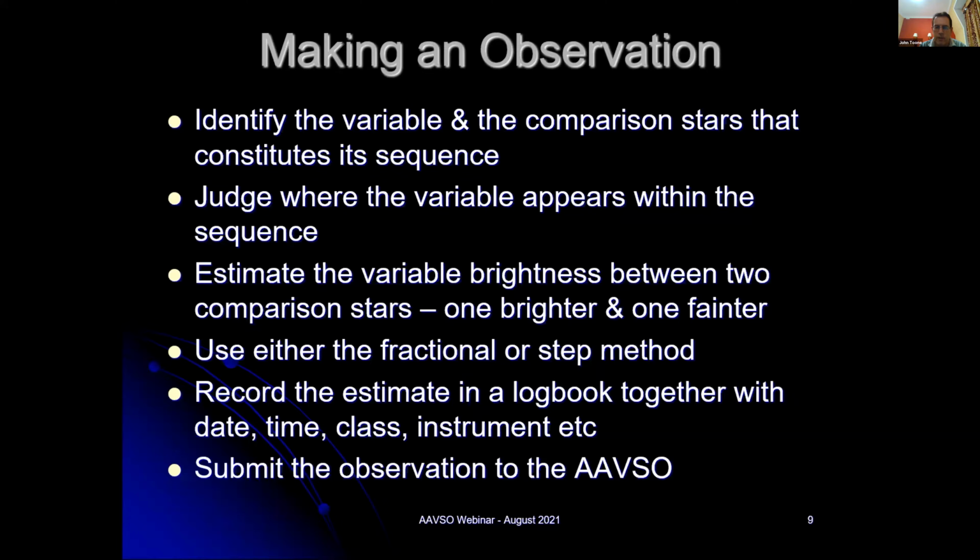The step method is for more advanced observers who can judge the magnitude scale and understand the increments in the order of 1/10 of a magnitude, and judge that when there's only one comparison star available. So once you do the observation, you record the estimate in the logbook together with other details, and then submit the observation to the AAVSO, and then the science begins.